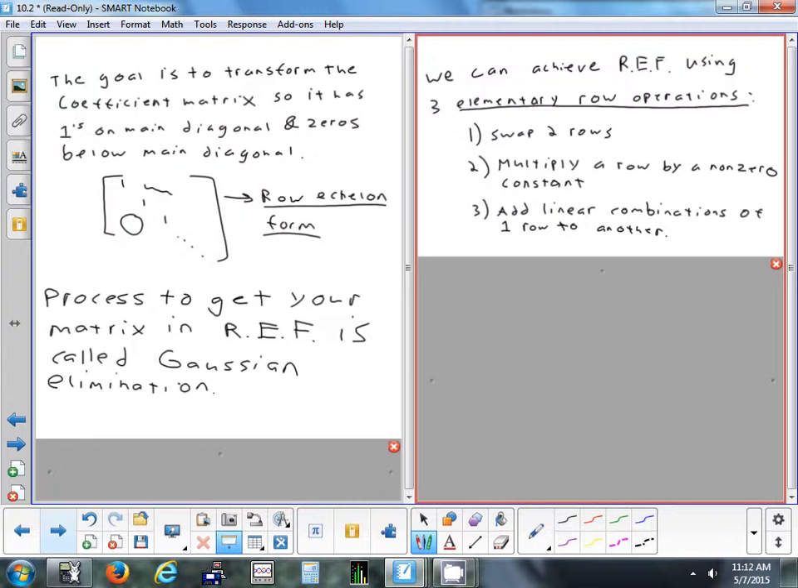Doing these 3 things, elementary row operations, does not affect the solution to a system of equations. It keeps everything balanced. Like way back when you started solving equations, you learned you've got to make sure you keep everything balanced. If you add 3 on the left, you have to add 3 on the right. It keeps everything balanced.